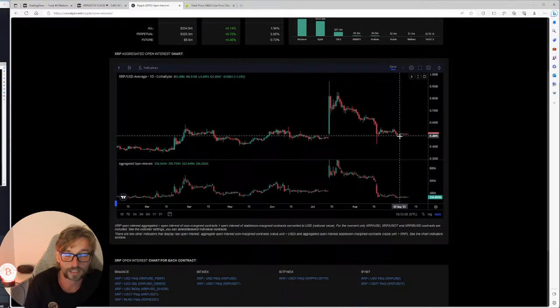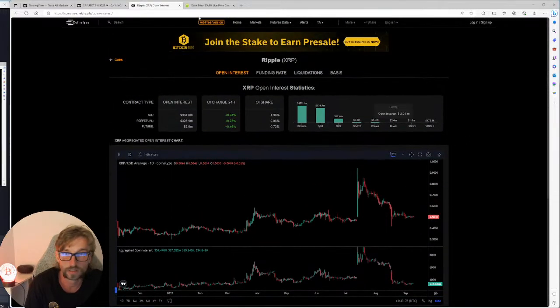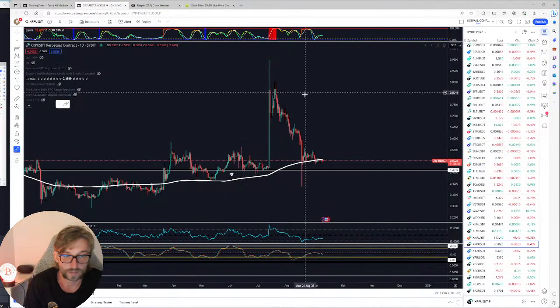This needs to go a little bit lower for people to start shorting it, and that'll be a good long entry. And that's why we've got the alert there.